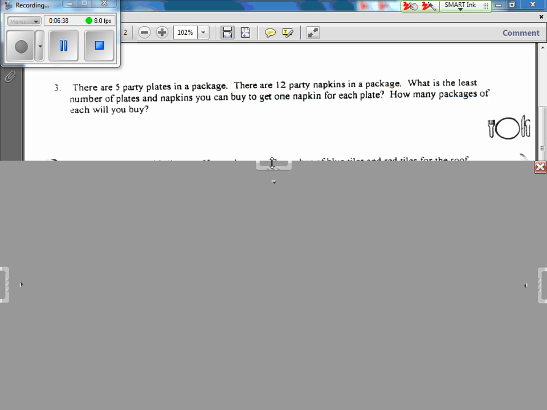Okay, so we have 5 party plates in a package. There are 12 party napkins in a package. What is the least number? Okay, this is the great one because there is no doubt, our key word is least. How do we know that matches? Well, because LCM also starts with least. So we know we're using LCM, but we're going to work backwards. Remember, LCM, M stands for multiples. Multiples get bigger.